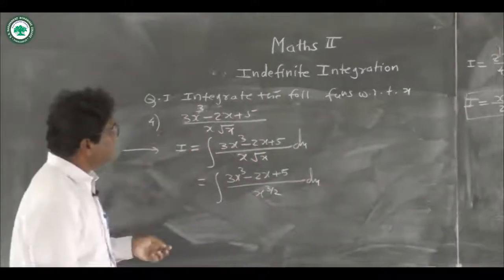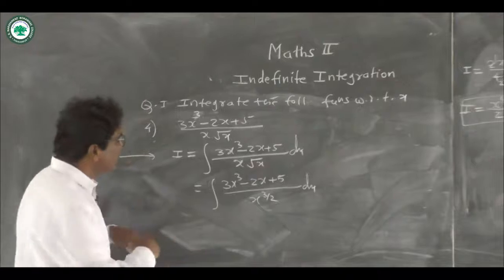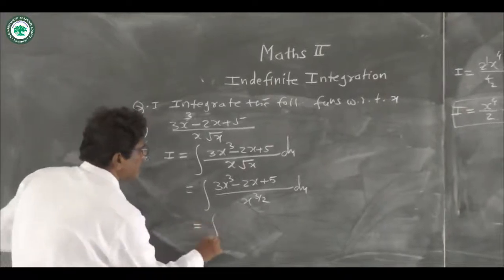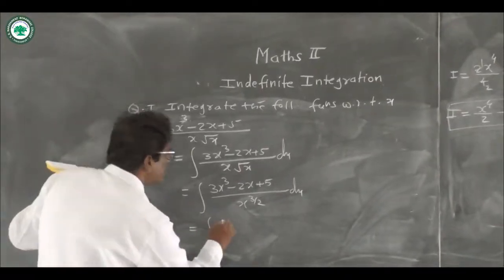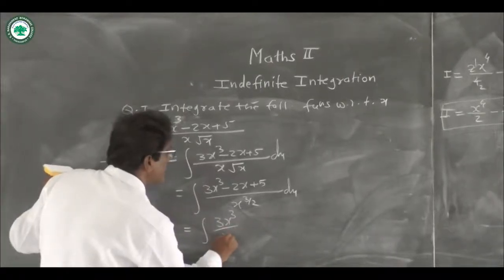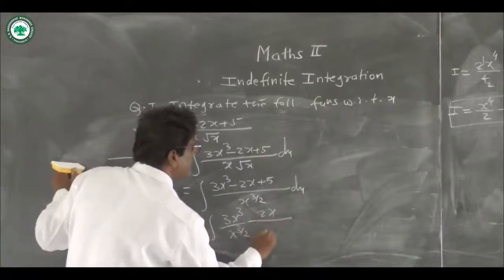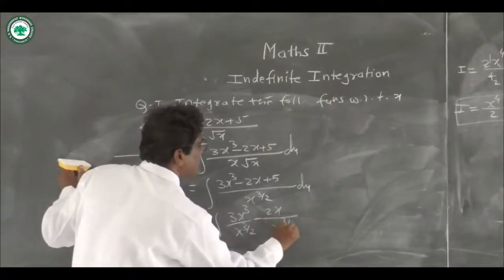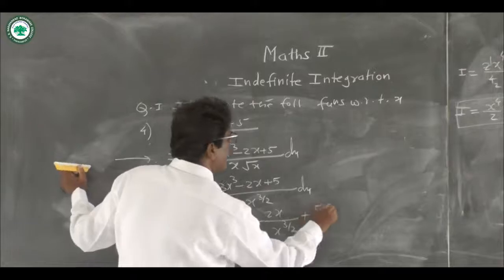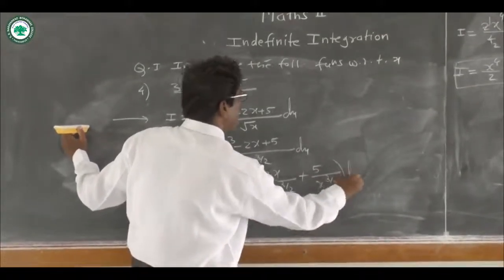Now here we divide x to the power 3 by 2 separately to the numerator. Now we write this as integration of 3x cube divided by x to the power 3 by 2 minus 2x divided by x to the power 3 by 2 plus 5 divided by x to the power 3 by 2 dx.